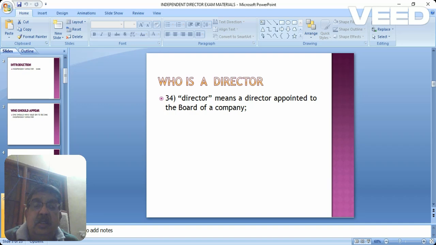Who is a director? Section 2(34) of the Companies Act defines a director as a director appointed to the board of a company. Normally, directors are appointed by the shareholders to manage and supervise the company's day-to-day operations. Sometimes shareholders and directors may be the same person. In big corporates, the directors and shareholders are separate. A director means someone who has a validated Director Identification Number; only then is he eligible to be appointed as a director.